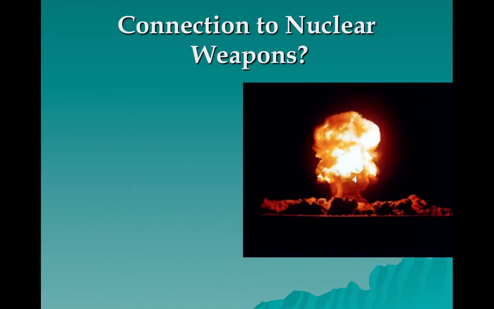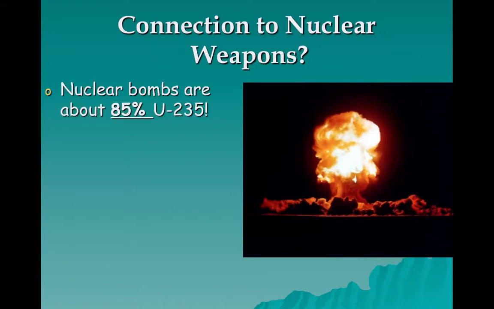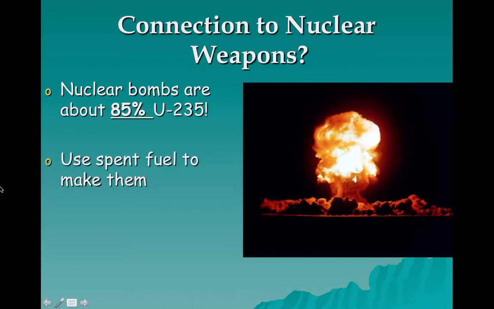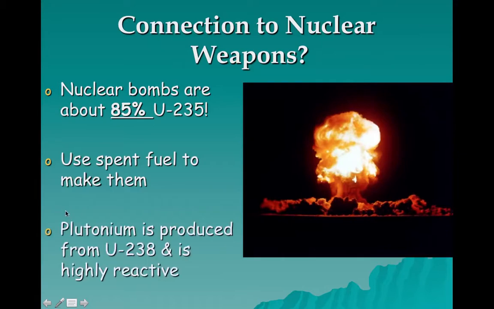And I'm sure you guys are probably curious, how is this connected to nuclear weapons? So nuclear bombs are about 85% radioactive U-235, as compared to 3% of the nuclear fuel in the fuel pellets. So a very significantly higher concentration in a nuclear weapon. And they are made using the spent fuel from nuclear energy. And the plutonium that is used to make nuclear weapons is produced from the U-238. So if you go back in the slides with the columns, you'll see that plutonium can come from U-238, and that is highly reactive also.